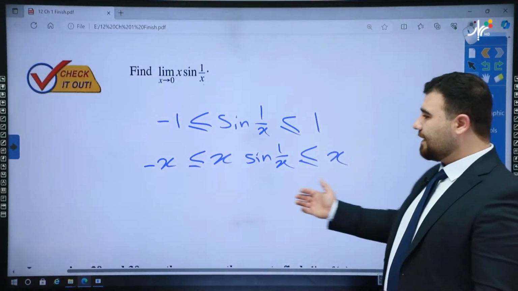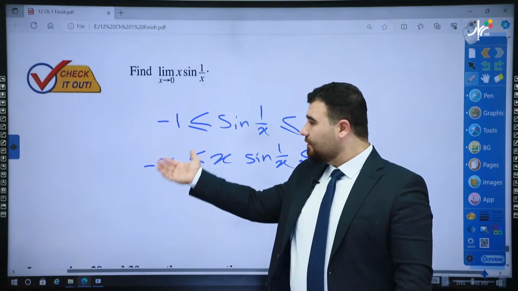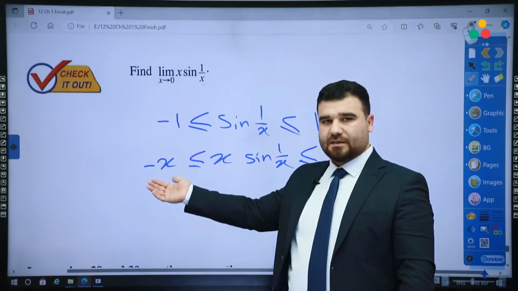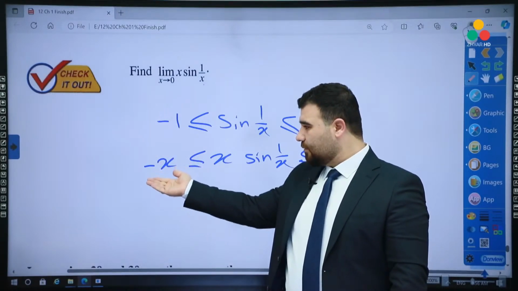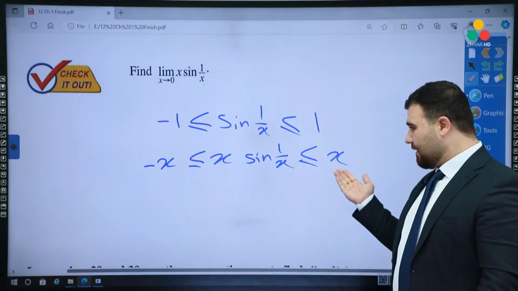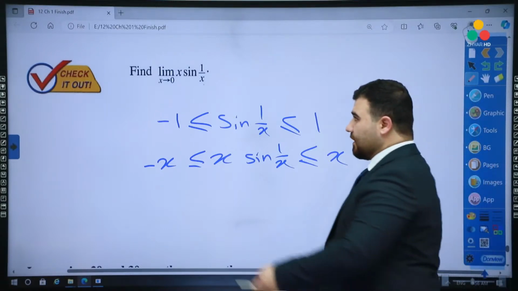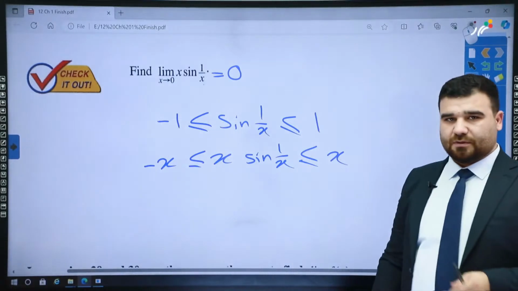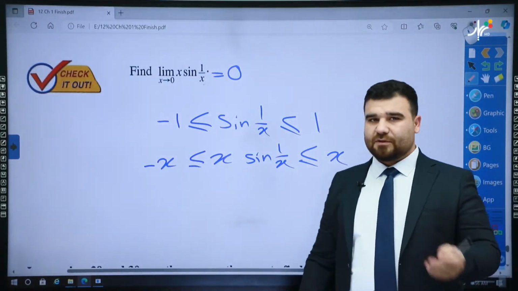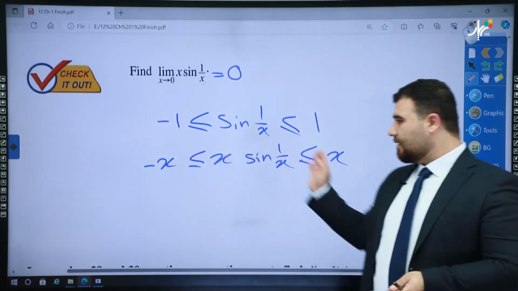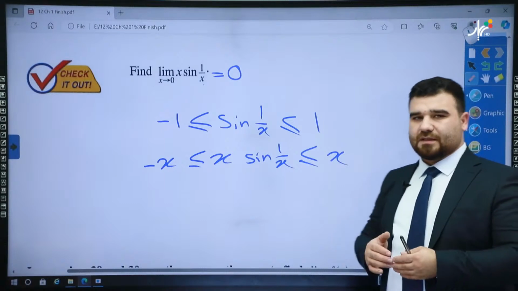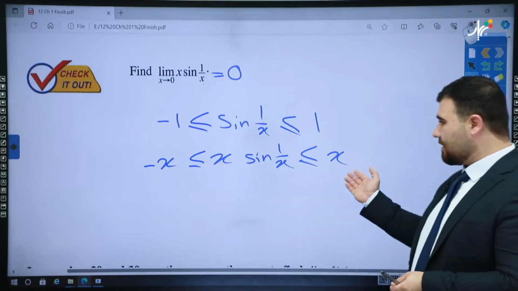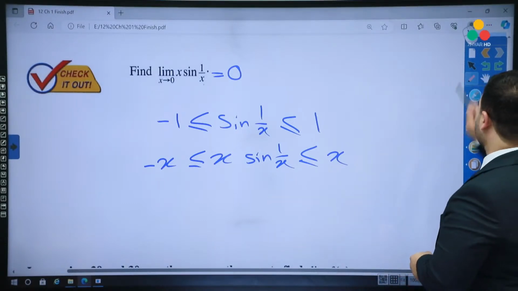Now if I take the limit of f(x) equal to -x, limit x tends to 0, this limit will be 0. This limit will be 0 as well. This means this limit exists and it's equal to 0. The reason, by sandwich theorem: the left limit and the right limit are equal, then the limit exists and it's equal to the same result as these, which is 0.